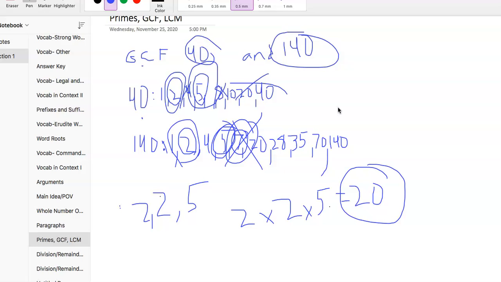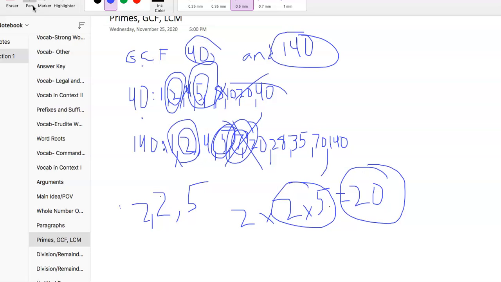So if we had just done, like down here, 2 times 5, right? And we said, okay, 10 is a factor of both 40 and 140, right? 40 divided by 10 is 4. 140 divided by 10 is 14, but it's not the greatest common factor. There's a factor that works for both of them that's greater than that, and that number is 20.